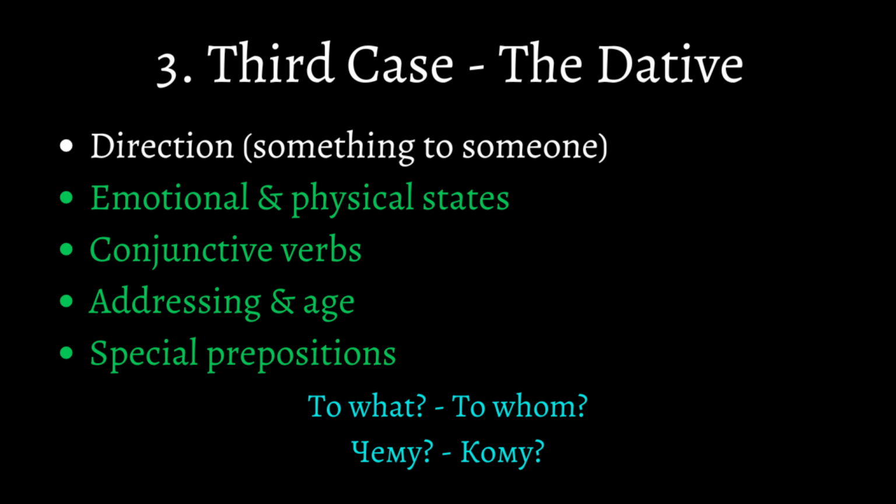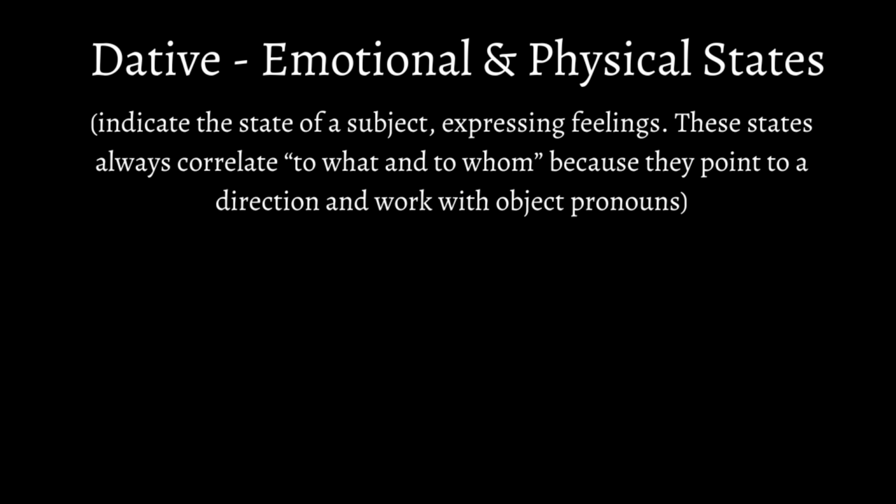Unlike the genitive from the previous video, in the dative, I will ask the questions in every example that I give. Anyhow, aside from direction, the dative also has the following uses: emotional and physical states, conjunctive verbs, addressing, age, and special prepositions. Let's begin with emotional and physical states. Emotional and physical states indicate the state of a subject which expresses feelings. These states always correlate to what and to whom, because they always point to a direction, and they always work with object pronouns in the dative.